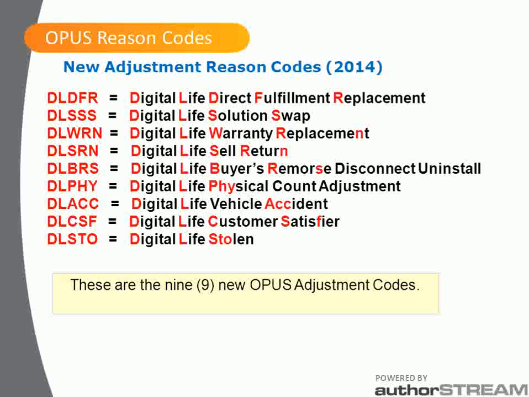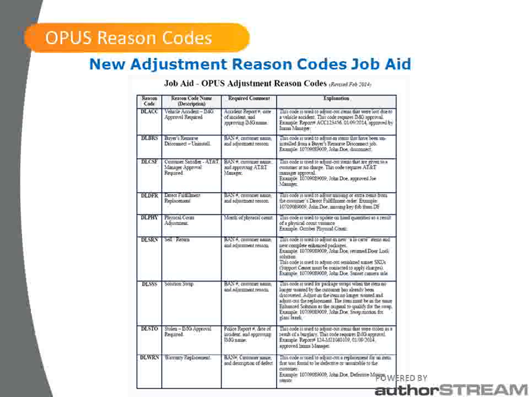These are the 9 new OPUS adjustment reason codes which you should now be using with OPUS. Key points. 4 of the codes you have used before, but they are now used with both serialized and non-serialized devices: DLSSS, DLWRN, DLSRN, DLBRS. 3 of the codes are new: DLACC, DLCSF, DLSTO. 2 of the codes are used exactly the same as before: DLDFR, DLPHY.